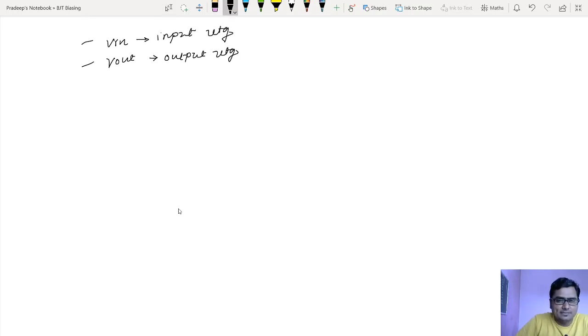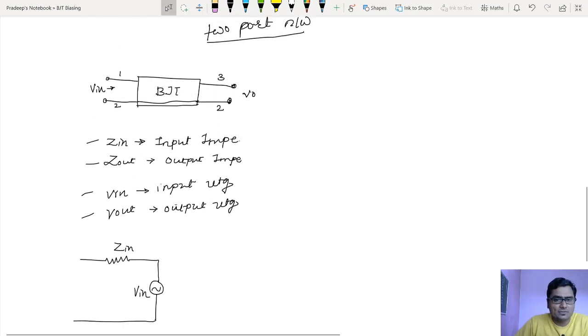Now input impedance, let me draw it at the input side. Now I have to show some input voltage, so let me show this as an input voltage. This is my input side. I will call it Zin, and this is input voltage, so I call it V in. This is the part I am covering. Yes, this part is done.